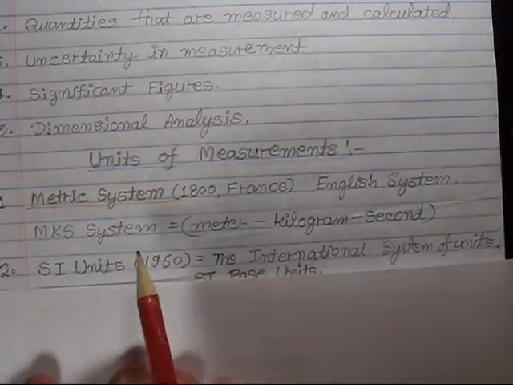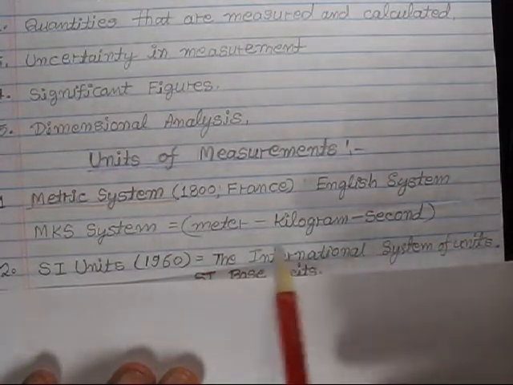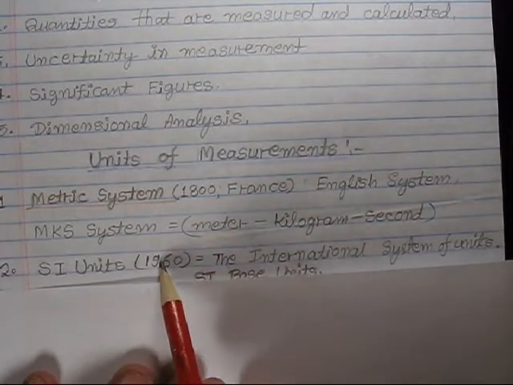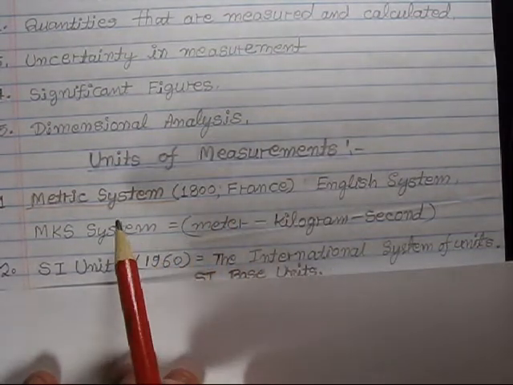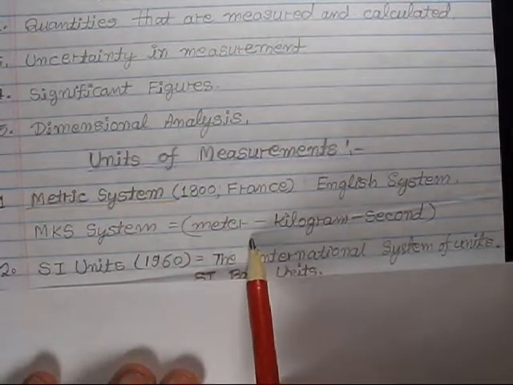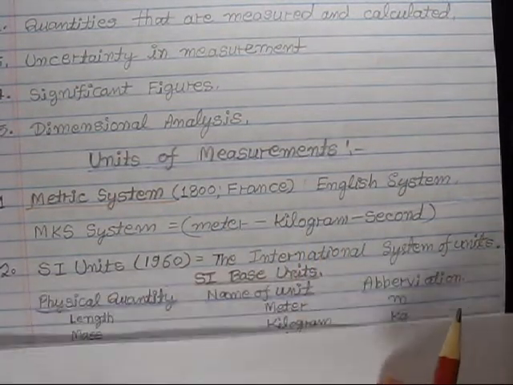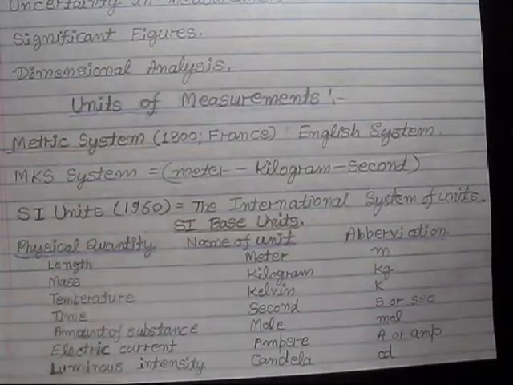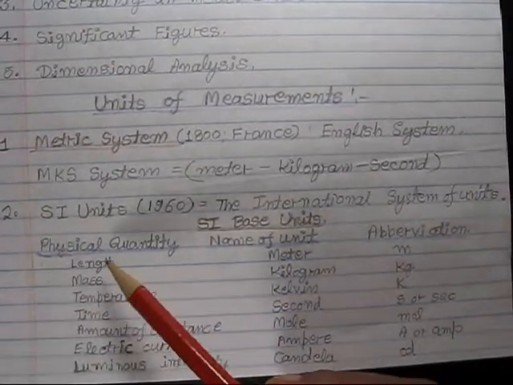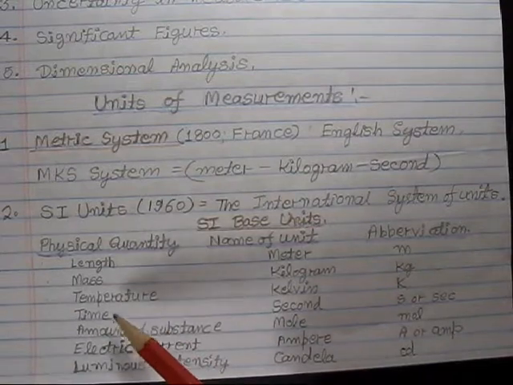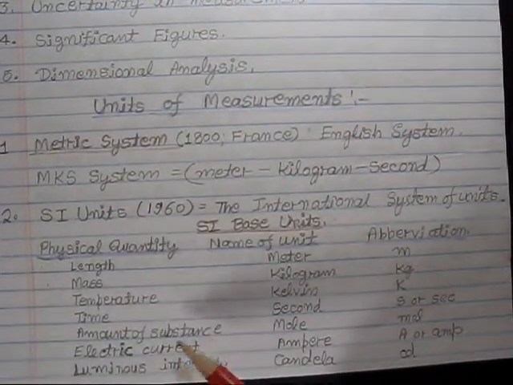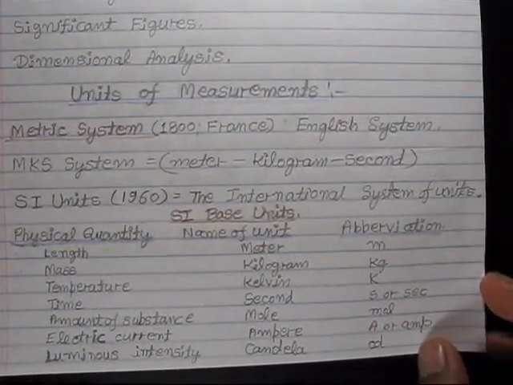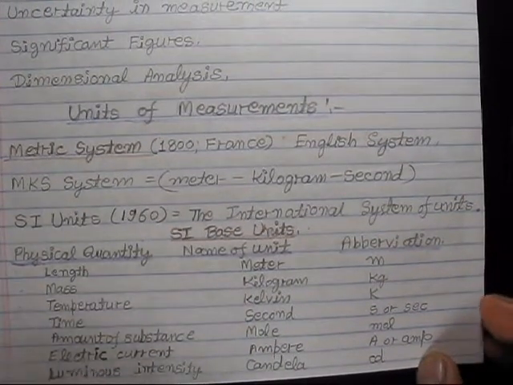And then the SI unit is the International System of Units, which was developed later after the metric system. Most of the time we are using SI units, but some of the common metric system units will also be used. So what are the common SI base units? Mainly there are 7: length, mass, temperature, time, amount of substance, electric current and luminous intensity. These are the physical quantities which we measure or study in general chemistry.